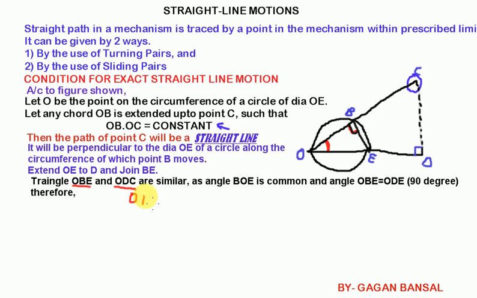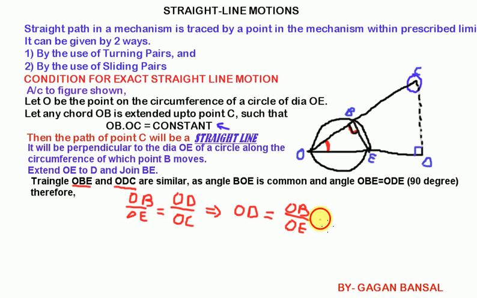That means we can say that OB upon OE is equal to OD upon OC, or we can say that OD is equal to OB upon OE into OC. Now from this figure we know that OE is a diameter of the circle, so it is constant.